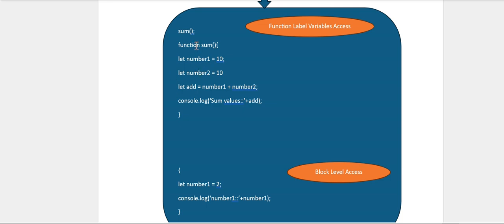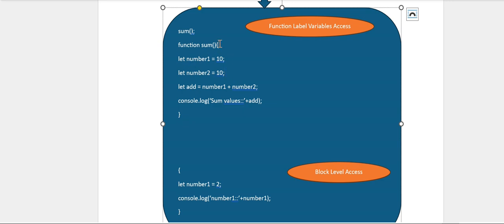Okay, so here the function is sum, and then we define local variables: let number1 is equal to 10, let number2 is equal to 10, and then we add number1 and number2. Then we print that value. So how can we understand that it is a local variable?